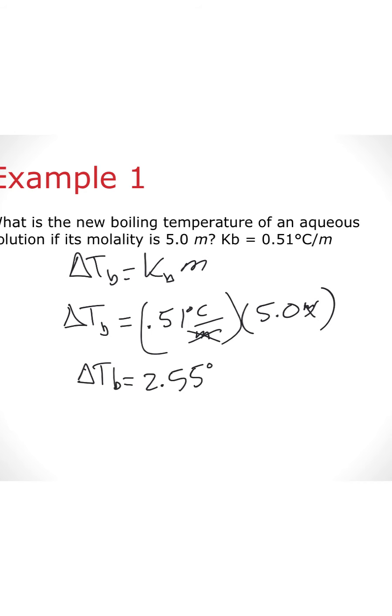2.55 degrees Celsius. Here's the biggest mistake from the past. People think that's where it ends. It doesn't, because this is elevation. What's the new boiling temperature, not what is the change in temperature. So the equation gives you the change, but you need to know that water boils at 100 degrees plus the change. So in this case, it'll be 102.55 degrees Celsius.